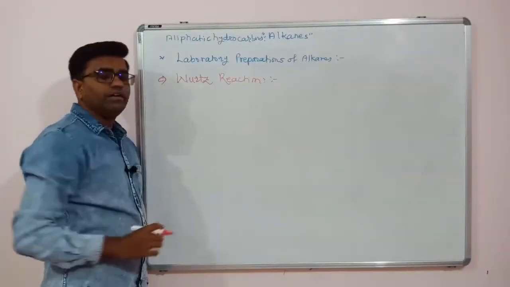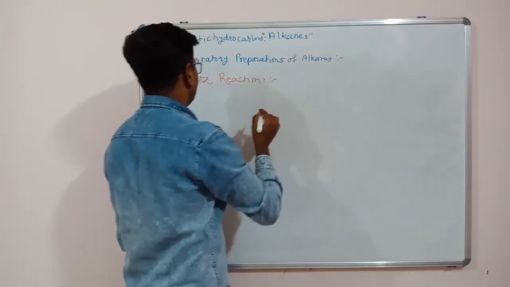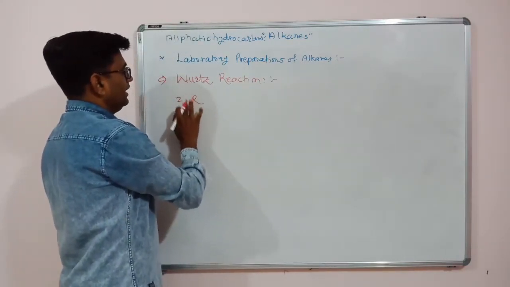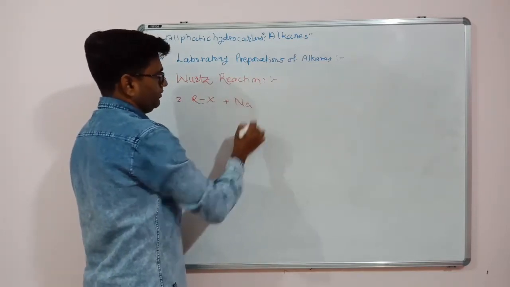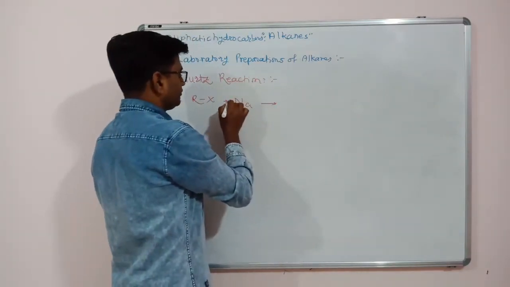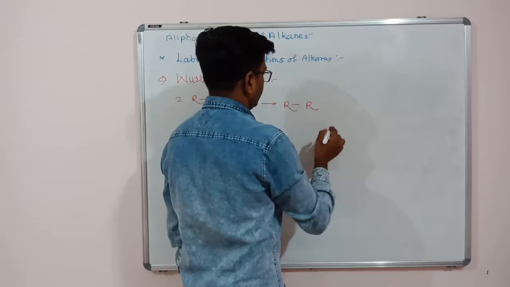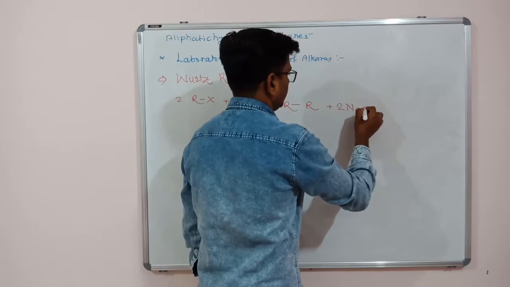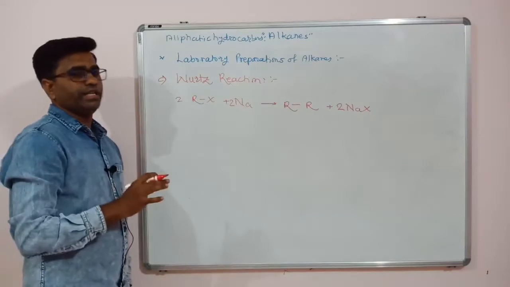So now we will learn the Wurtz reaction. So the Wurtz reaction is a reaction of 2 moles of alkyl halide in presence of sodium metal. So what will happen? Those R groups form a bond with each other, plus the byproducts are sodium salts of halides. So this is called the Wurtz reaction.